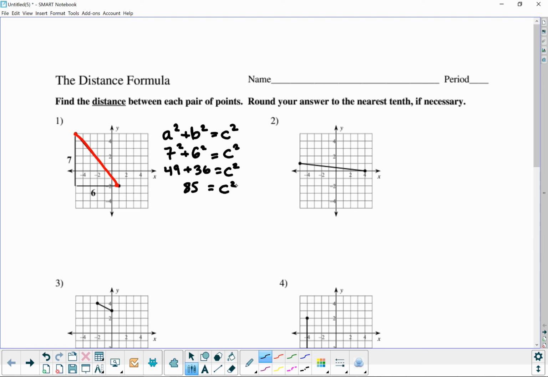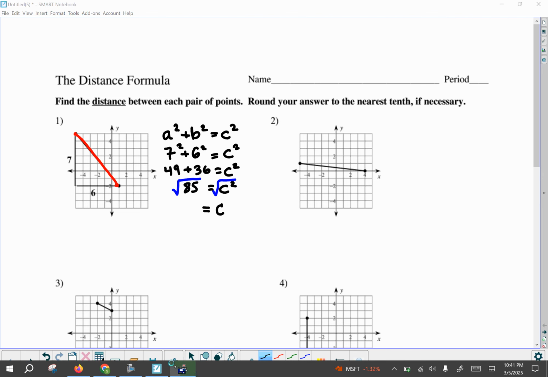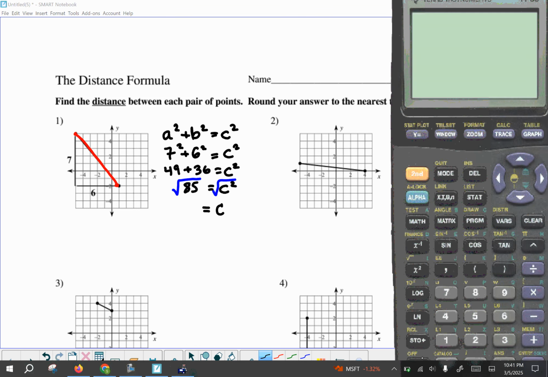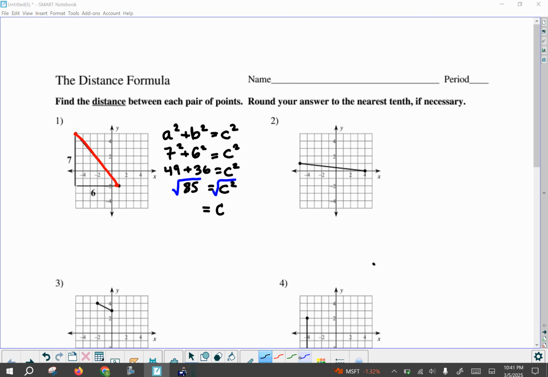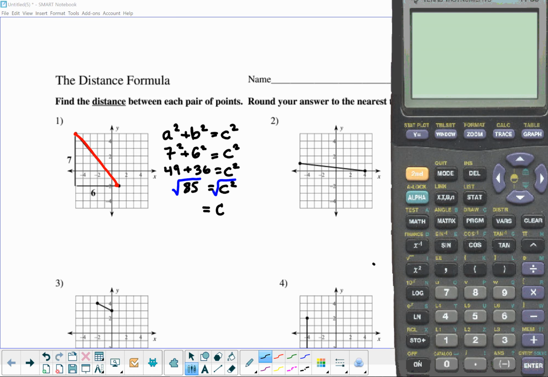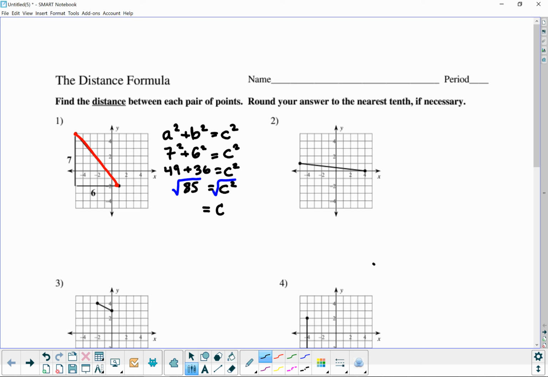Right, now, the way to get rid of that square on the c is to square root it. So you have to square root 85. So that square root and the square are going to cancel each other, and you're just going to end up with c. Now, on your calculator, you just have to figure out what the square root of 85 is. So on my calculator, I'm just going to turn it on, and you're going to do a square root of 85. Okay, and hit enter. That's going to tell you it's about 9.2. So your c is 9.2.